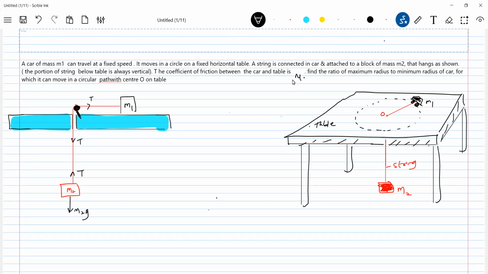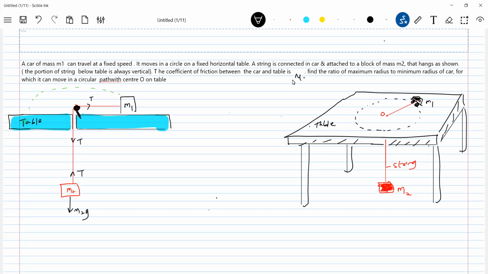And what is the state of the car? The car is moving in a circular path. Here I think I can't show, so I'm showing it like this, roughly. There's a table, a hole is made inside the table, and through that the string will pass over it.